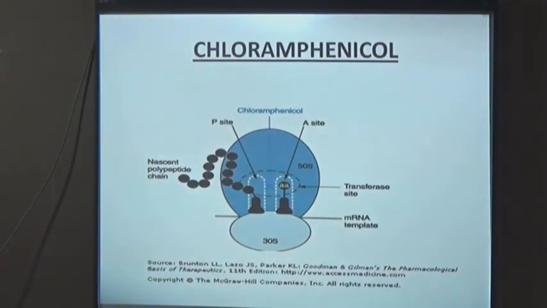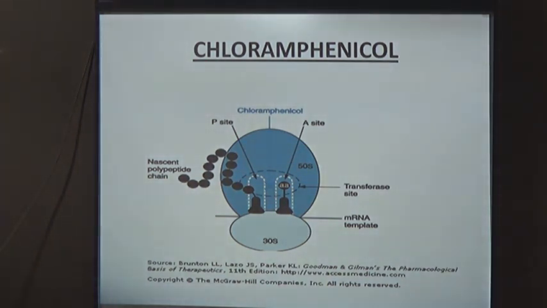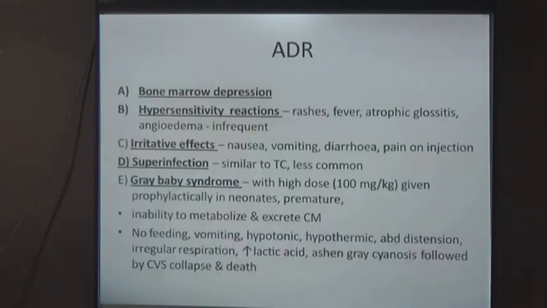Then chloramphenicol. What is the mechanism of action of chloramphenicol? It inhibits the P site to A site movement. And chloramphenicol is also a broad spectrum antibiotic. It covers all the organisms.